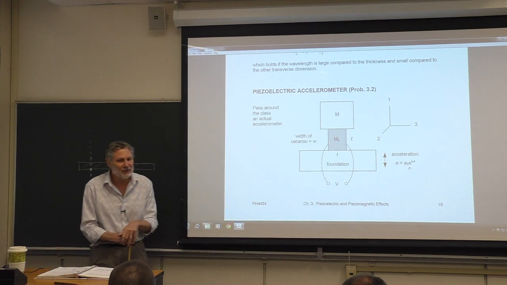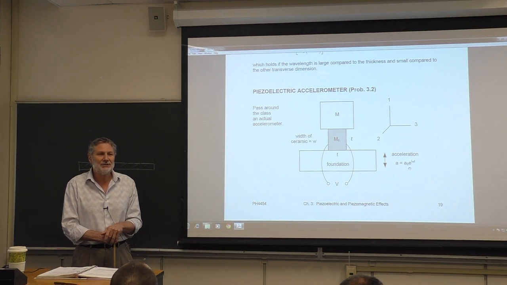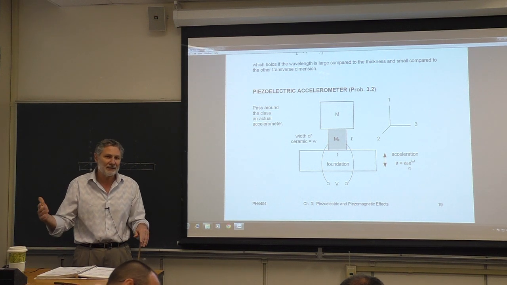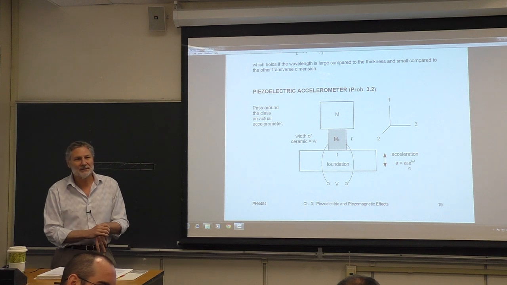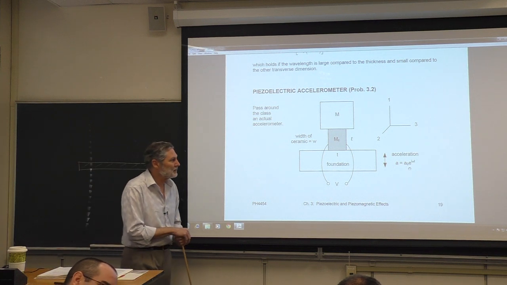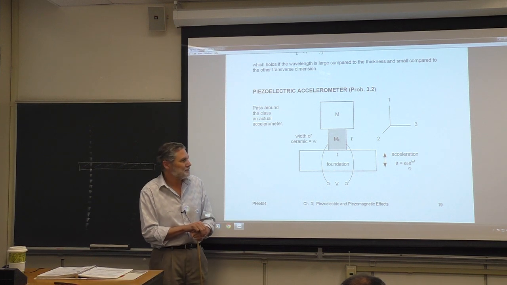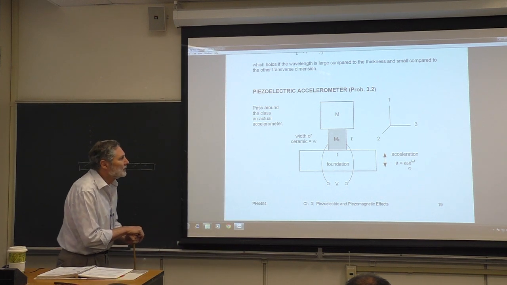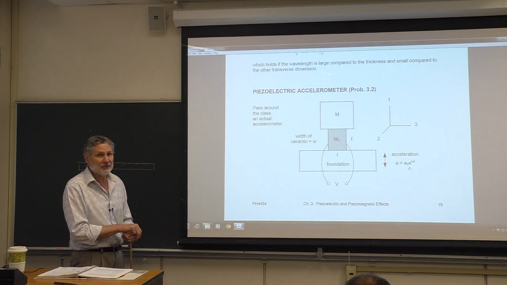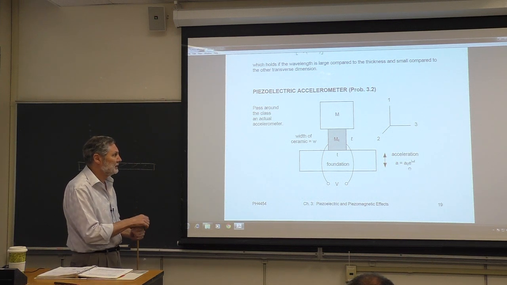It's going to be similar to the geophone. Remember, the geophone is a velocity transducer because there's a flat region in velocity. This is an accelerometer because there's a flat region in acceleration, where the sensitivity is independent of frequency, which is very convenient.